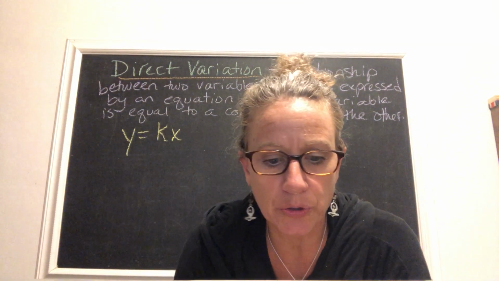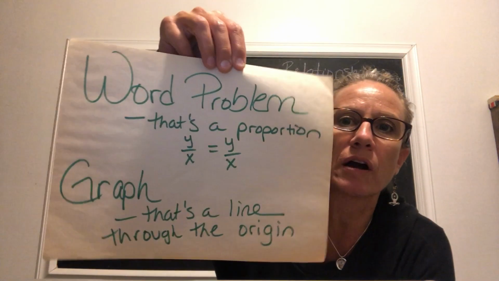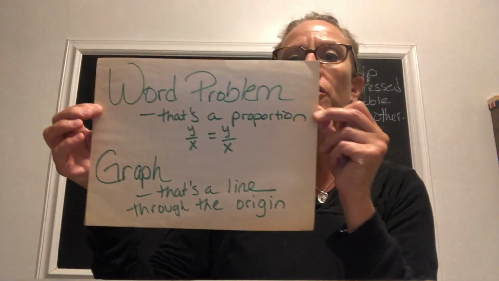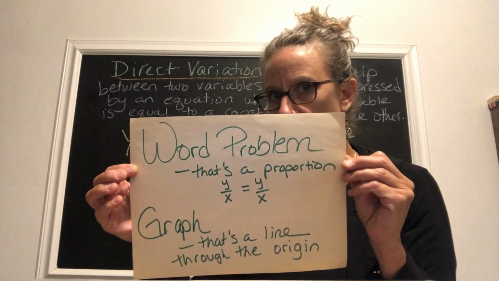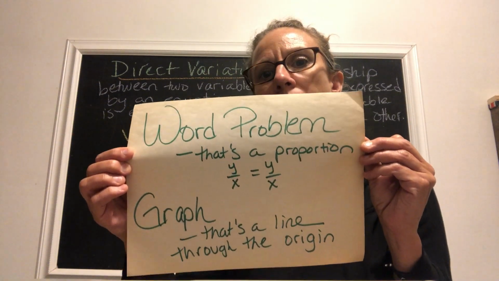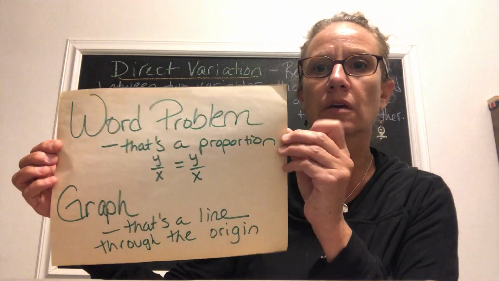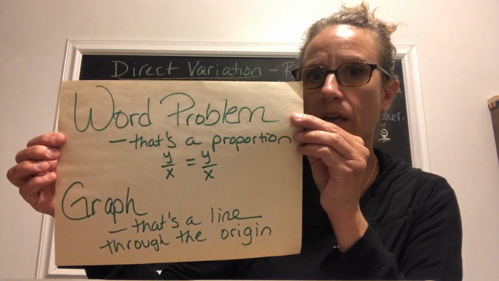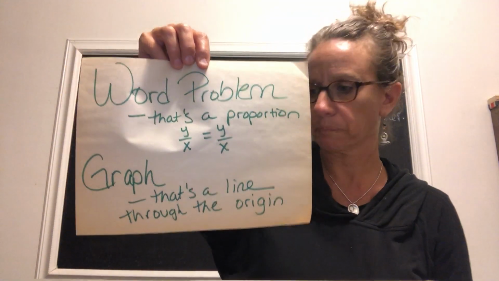Now, there are three ways to have a problem that deals with this. One, a word problem. A word problem would have you write a proportion, because if two things vary directly, then you would write the proportion y over x and equate it to y over x and solve for the missing piece. Sometimes you'll solve for the constant of proportionality, which is k, but sometimes you'll solve for a missing y or x value.